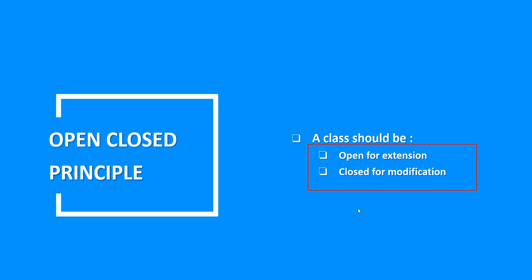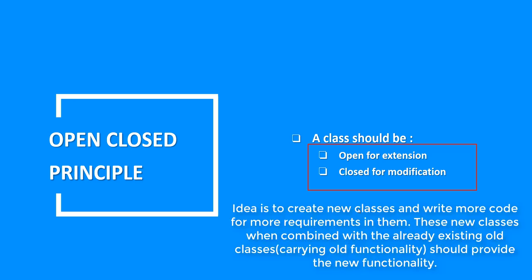Now, the question that you might be getting at this point is how is it possible for a class to be written in such a way that it provides more functionality tomorrow without modifying it, right? The answer is that we should be able to write more code in order to provide more functionality, and that more code will work seamlessly with the already existing code or the already existing classes so that the new functionality is addressed.